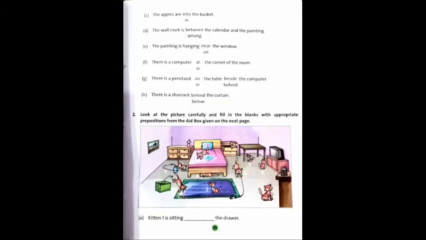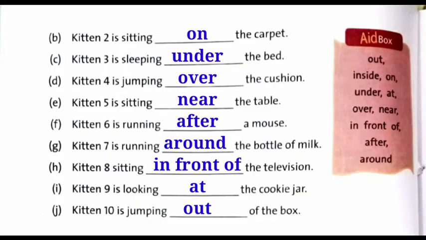Now exercise 2, page 39. Look at the picture carefully and fill in the blanks with appropriate prepositions from the help box given on the next page. The help box is given on page number 40. But according to this picture, you have to fill the preposition in the given blanks. First, kitten 1 is sitting dash the drawer. Now look at the picture. Where is the kitten 1? The kitten 1 is sitting inside the drawer. Now write it carefully.